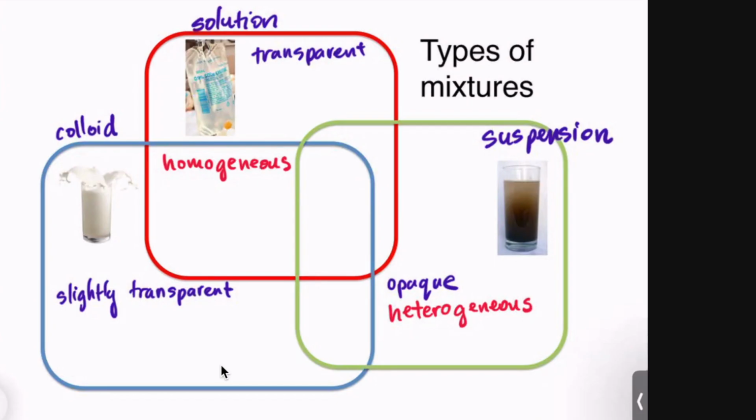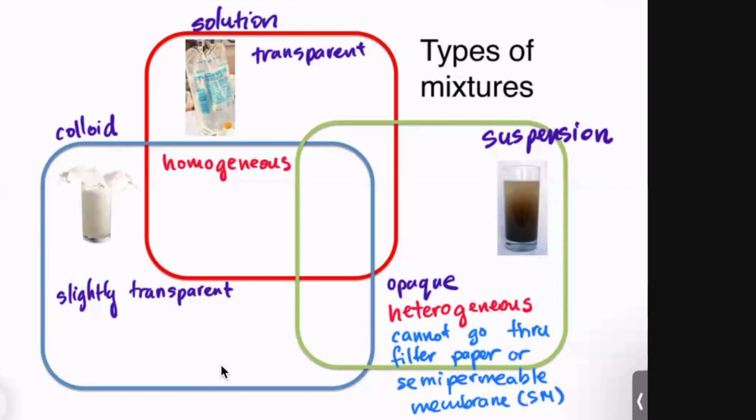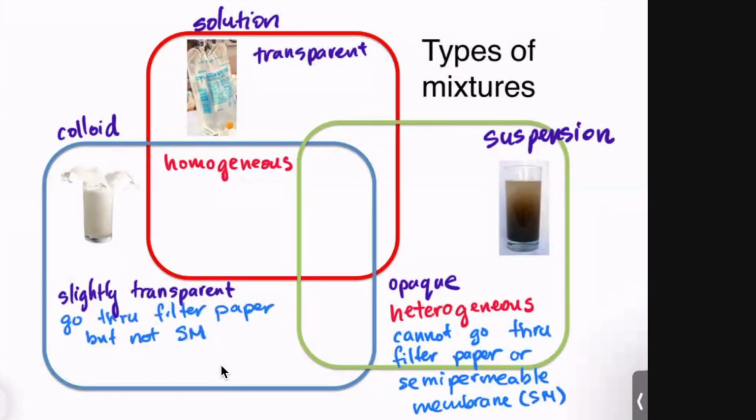All right, so with that, let's go back and fill in our Venn diagram. All right, so in terms of filtration, we said that suspension particle cannot go through filter paper or a semi-permeable membrane. I'm going to abbreviate that as SM. What about the colloids? And lastly, the solution particle can go through semi-permeable membrane. And since we're here, let's also note that this does not settle, and heterogeneous means it will settle down over time.